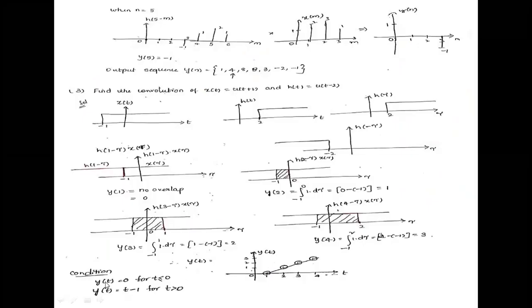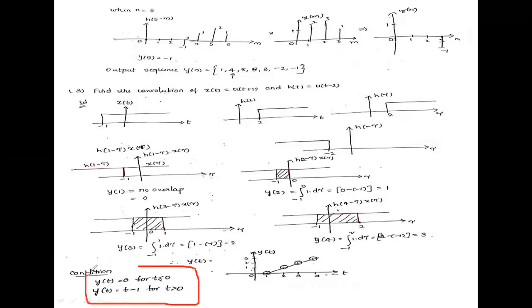So, graphical representation. The condition is y of t equals 0 for t less than or equal to 0, and y of t is t minus 1. At t equal to 1, we get 0, and at t equal to 2, we get 1. So t minus 1.